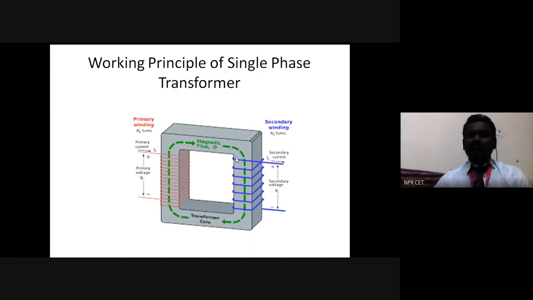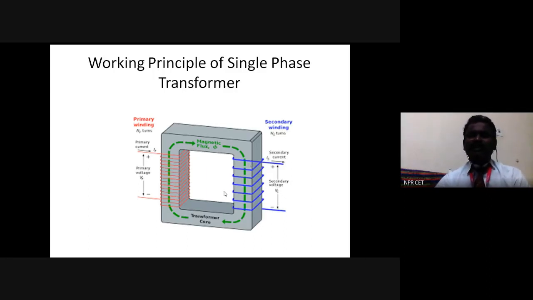So the output voltage may increase or decrease. The output voltage depends upon the number of turns provided in the winding. Suppose the secondary winding has more turns, the output becomes more. If the number of turns in the secondary winding is less, the output becomes less. Suppose the number of turns in the primary winding is more than that of the secondary winding, so the output becomes less; and if the secondary has more turns, the transformer is known as a step-up transformer.